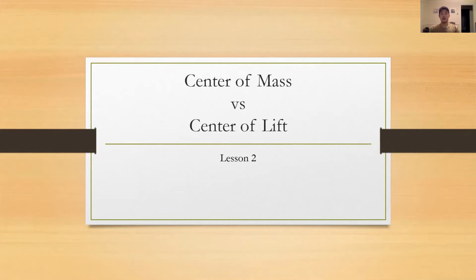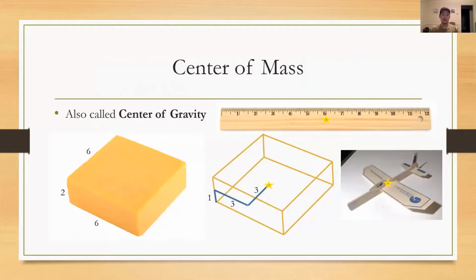So on part 2 of Learning from Gliders, we're going to be learning about the center of mass versus the center of lift. You may have heard of these terms before, but if you haven't, we're going to be reviewing them from the beginning, so don't worry. And we're also going to be learning about how our glider's flight is impacted by these two values. So let's start with the center of mass.